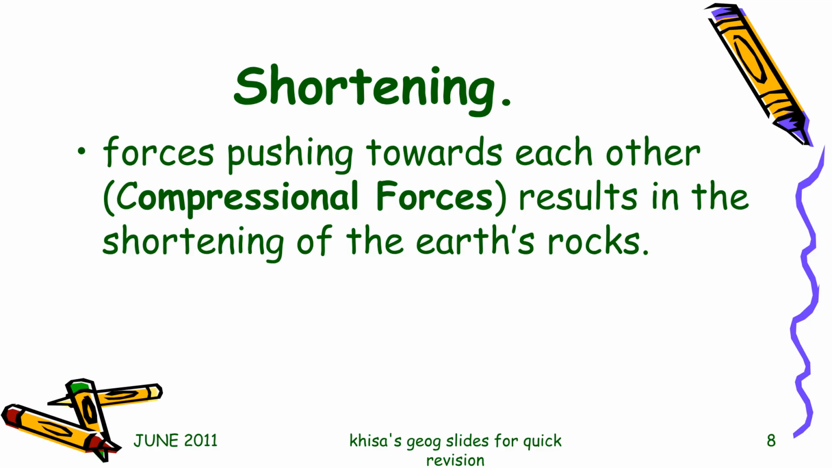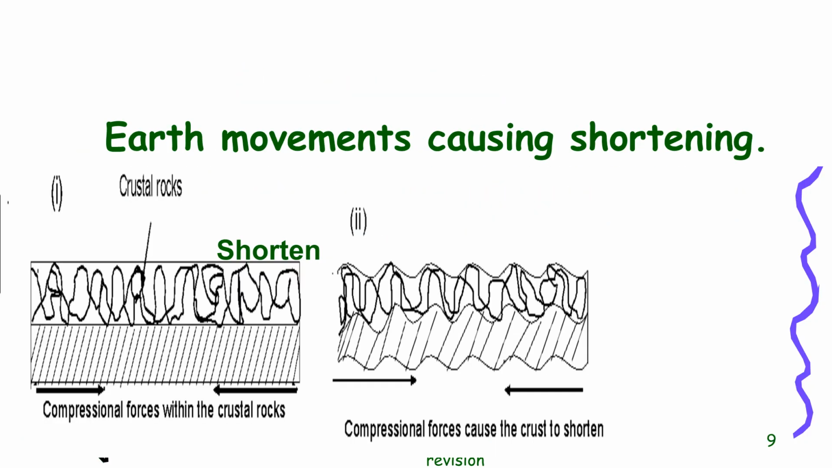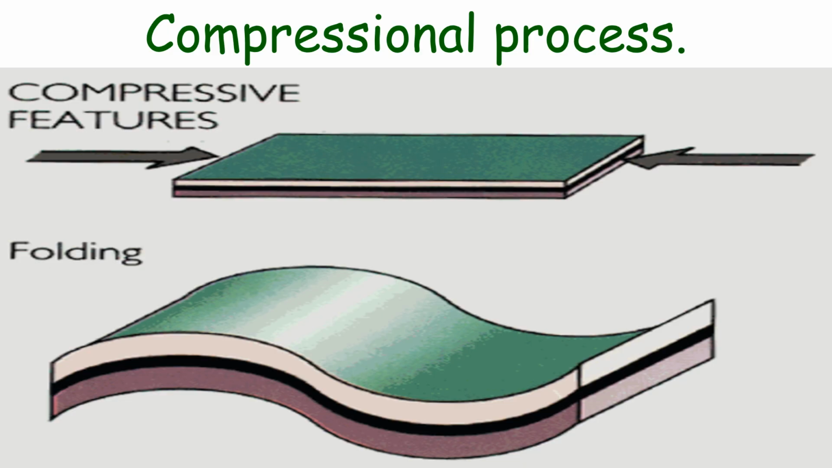Next is shortening. This occurs when compressional forces push rock masses toward each other, resulting in the shortening of the Earth's rocks. These diagrams illustrate earth movements causing shortening, driven by compressional forces within the crustal rocks. The compressional process results in compressive features, such as the folding of rock layers.